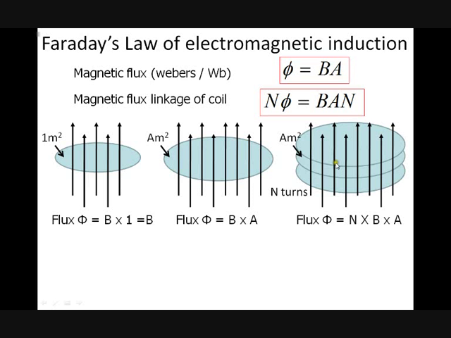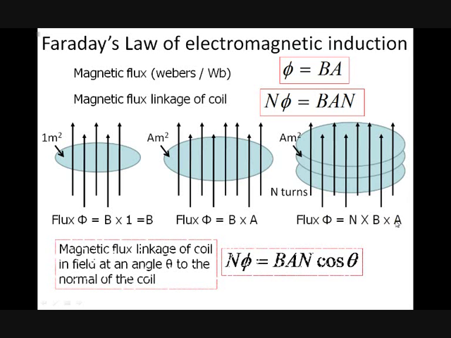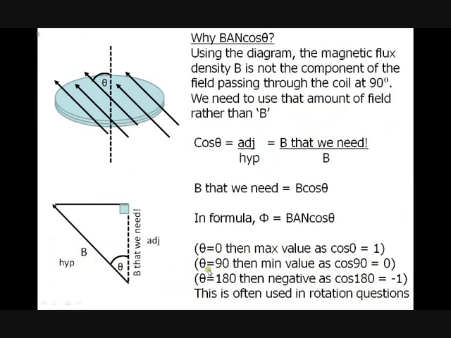If we've got a number of turns on the coil, and we've got 1, 2, 3 turns, or let's just call it N turns, then our flux linkage now becomes equal to number of turns times the flux density times the area. So the magnetic flux linkage of a coil in a field at an angle to the normal of the coil is N phi equals BAN cos theta. So we've just got to do a little bit of trig to prove why the flux linkage changes to use the value cos theta when the field is at an angle theta to the normal of the coil. Let's just look into that.